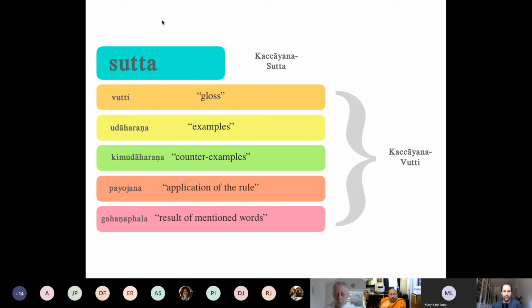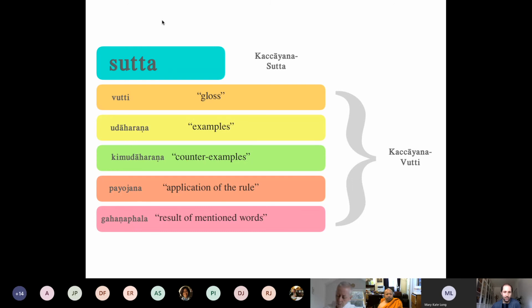The purpose of these examples is usually to check the sutta text and to prove that every single syllable in the sutta is necessary. It's not redundant. So udaharana and kimudaharana, I would say they all count as examples, but in the tradition they are separated into 2 different sections. So we need to learn how to distinguish them.